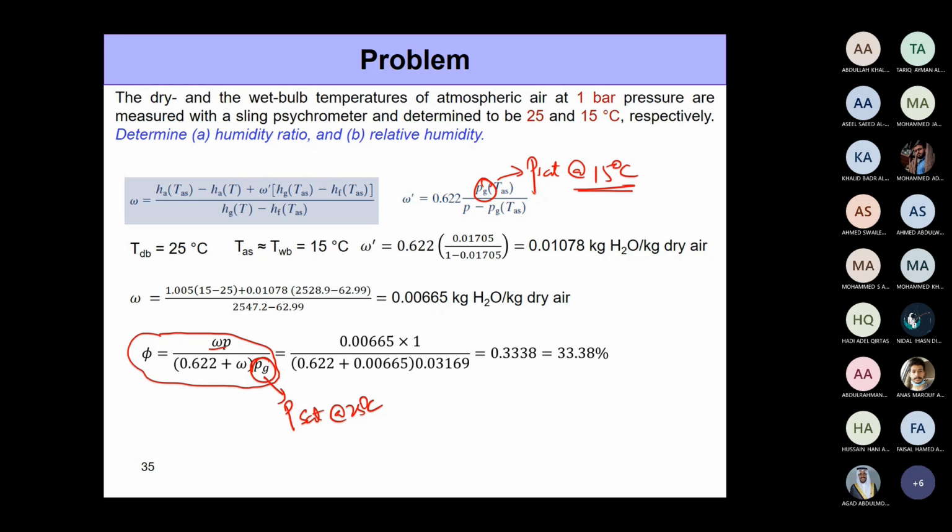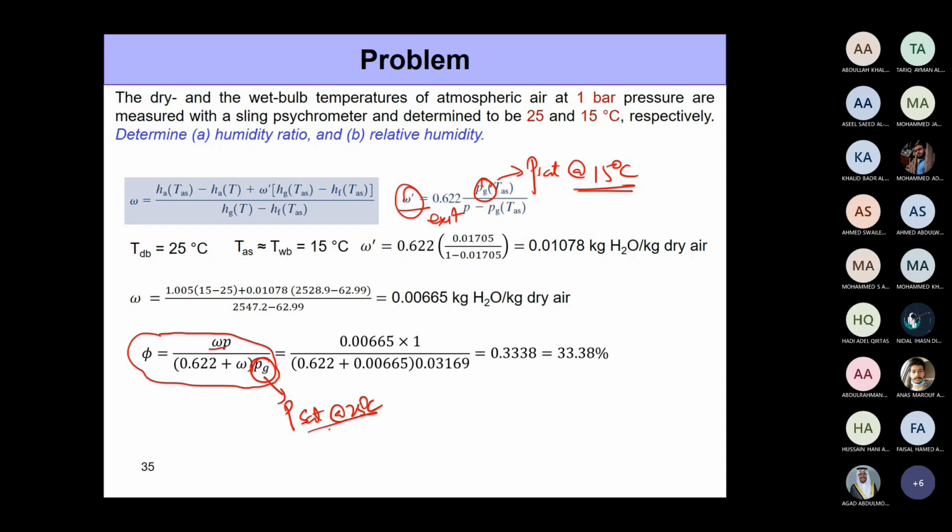Why are we looking at different temperatures? Well, we are talking about two different states. Here we were looking at omega at the exit. At the exit, we expect the air to be saturated vapor, and it comes out to be at the adiabatic saturation temperature.